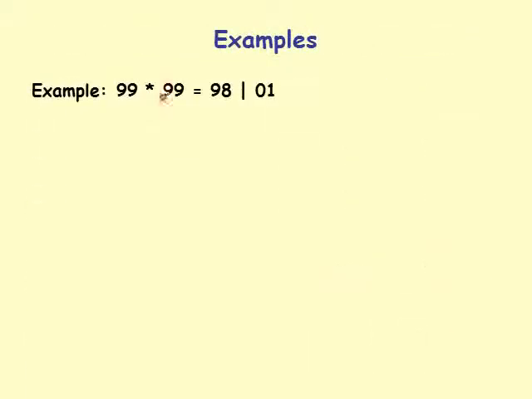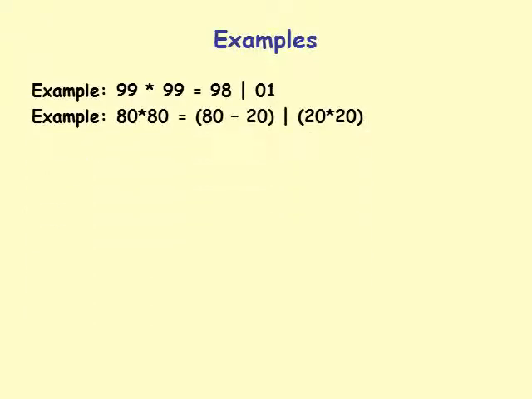Let's see some more examples here. 99 times 99 is 98 and 01. So 9801 is the answer. Let's continue with 80 times 80. Let's take a base of 100. The deviation is minus 20, so we double the deviation: 80 minus 20 on the left, and 20 times 20, the square of the deviation, on the right.